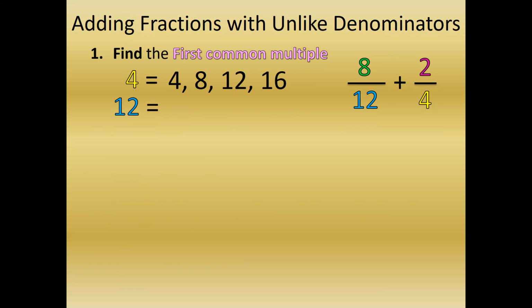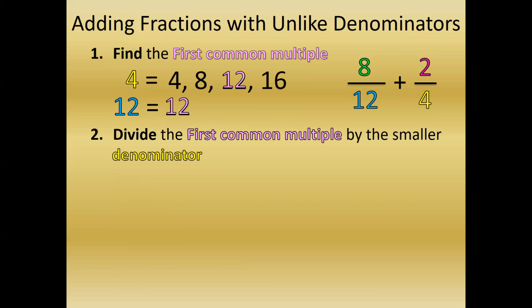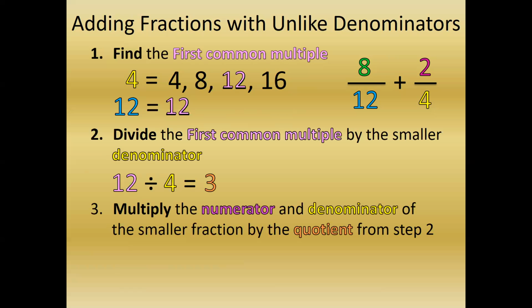And what about our 12s? So 1 times 12 is 12. Oh, but look at this. Both of our multiples have 12 in them. So our first common multiple would be 12. Step number 2, divide the first common multiple, which is 12, by the smaller denominator, which is 4. So 12 divided by 4 is 3.